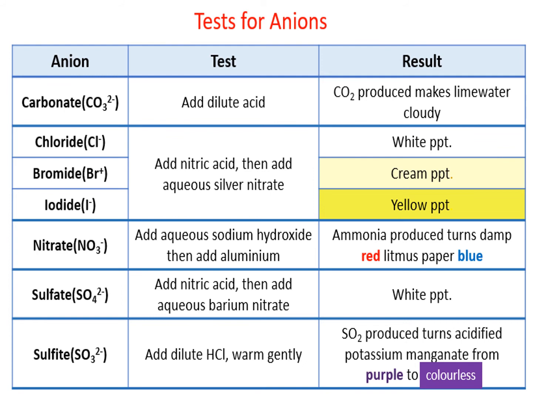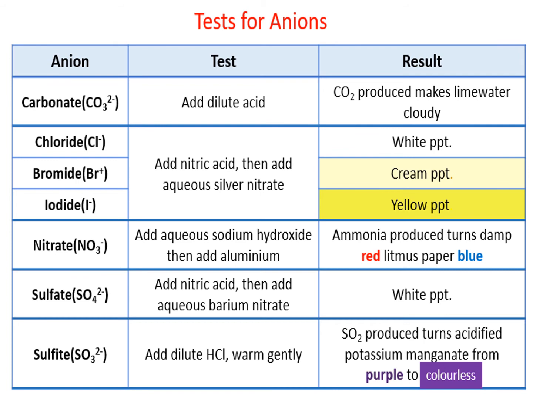Chloride ion, bromide ion and iodide ion. In order to test these three types of ions, we will add nitric acid and then add aqueous silver nitrate. In case of chloride ions, white precipitates are formed, in case of bromide ions, cream precipitates are formed, and in case of iodide ions, yellow precipitates are formed. Now in order to confirm the presence of nitrate ions, add aqueous sodium hydroxide, then add aluminium powder. Ammonia gas is produced which turns damp red litmus paper blue.